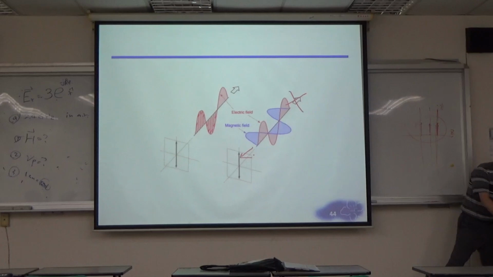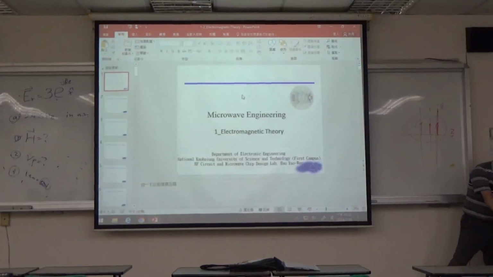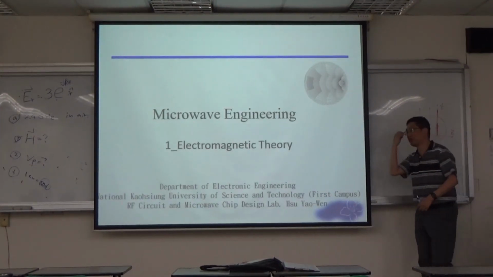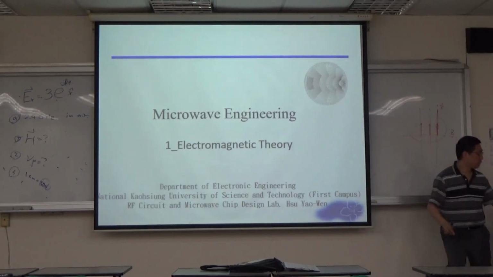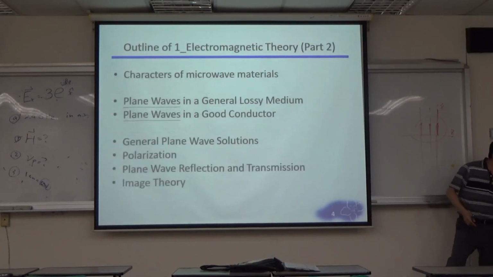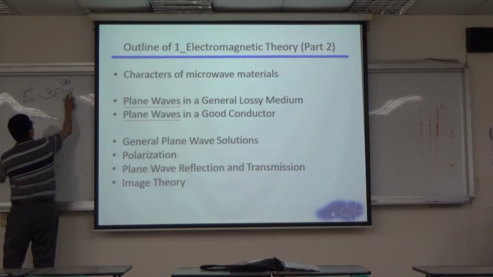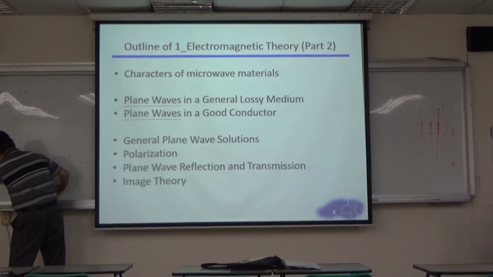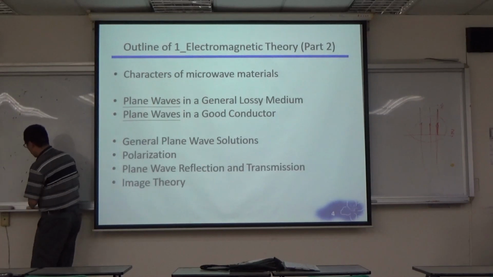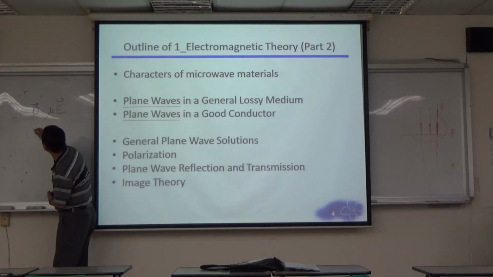Okay. So I have finished our first part before the midterm exam. Then I will continue with our second part, and you need to remember what we already taught in the first part. For the second part, first of all, I will talk about materials. We already told you about D equals epsilon E and B equals mu H.